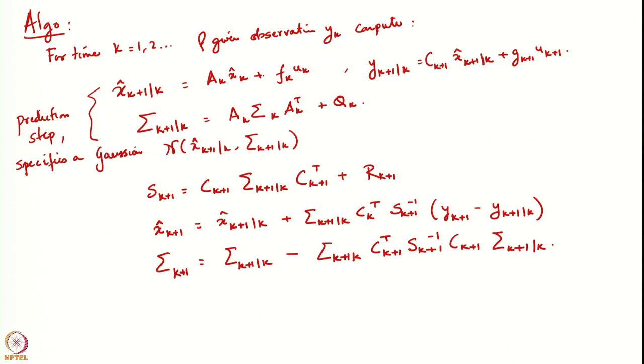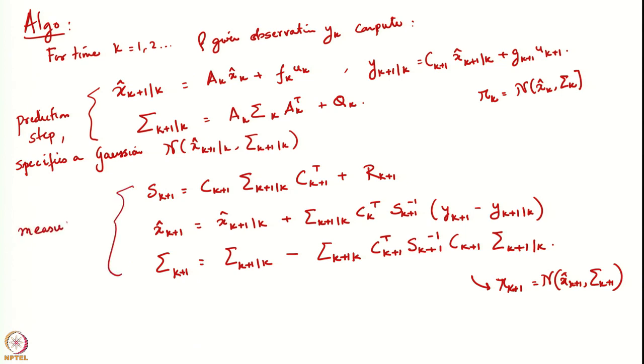What we have here is that at any time k, your pi k, remember, was a Gaussian with mean x hat k and covariance sigma k. You start off with something like that, and what we get is a new Gaussian, pi k plus 1, which has mean x hat k plus 1 and covariance sigma k plus 1. As I mentioned, there are these two steps: one is the prediction step, the other is the measurement update. And these are precisely the two steps that we wrote out in the more general equation for the general filtering recursion.